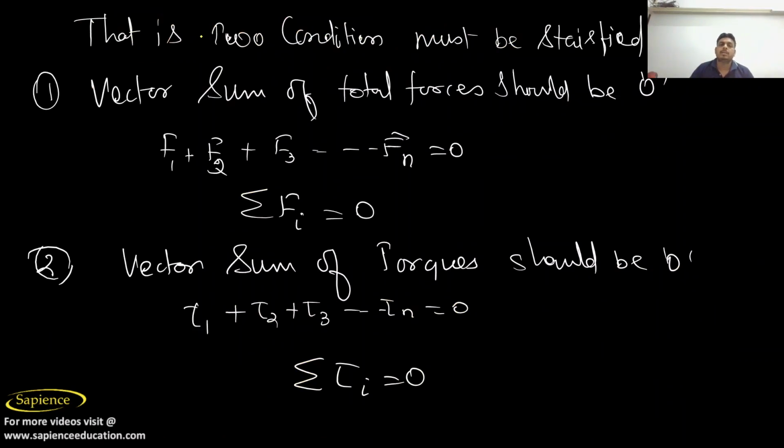So see here, two conditions must be satisfied. F1, F2, F3, the total F should be 0, and the vector sum of the total torque should be equal to 0, that is torque 1, torque 2, torque 3, torque n. So total torque must be equal to 0.